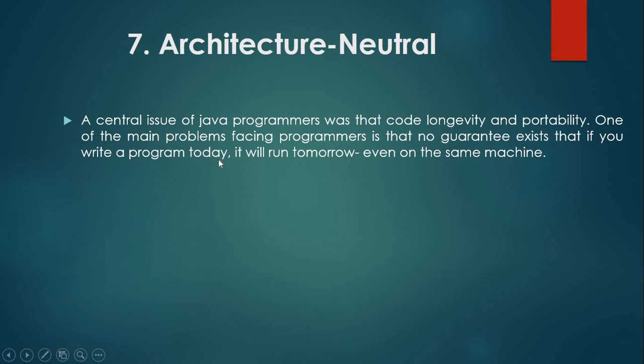How is Java architecture neutral? A central issue for Java programmers was code longevity and portability. One of the main problems facing programmers is that no guarantee exists that if you write a program today, it will run tomorrow, even on the same machine. Means no guarantee to run the program another time.